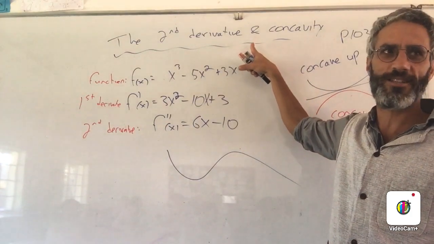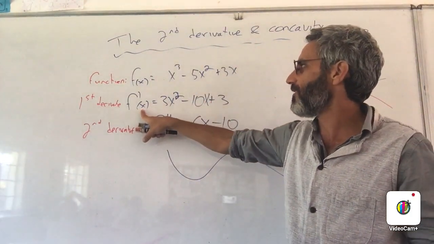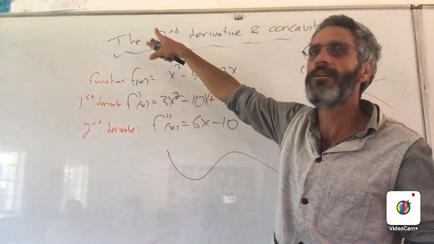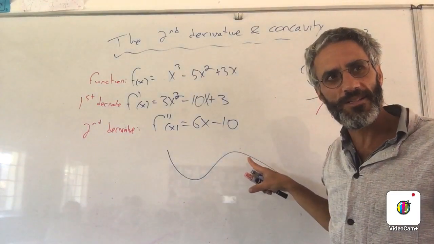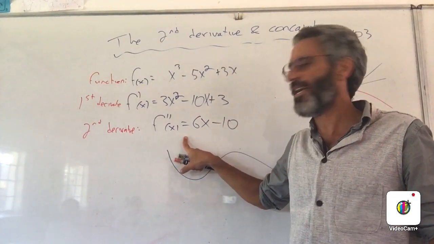Remember, that's what we did last lesson, it wasn't that long ago. If the first derivative is negative, then the graph is decreasing. Do you remember that? Now we're going to try and give meaning to the second derivative.